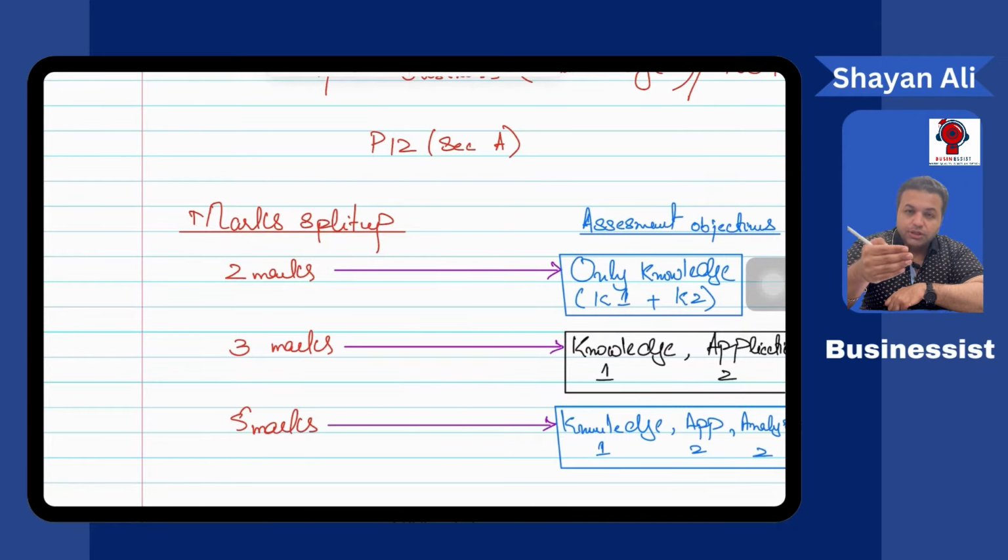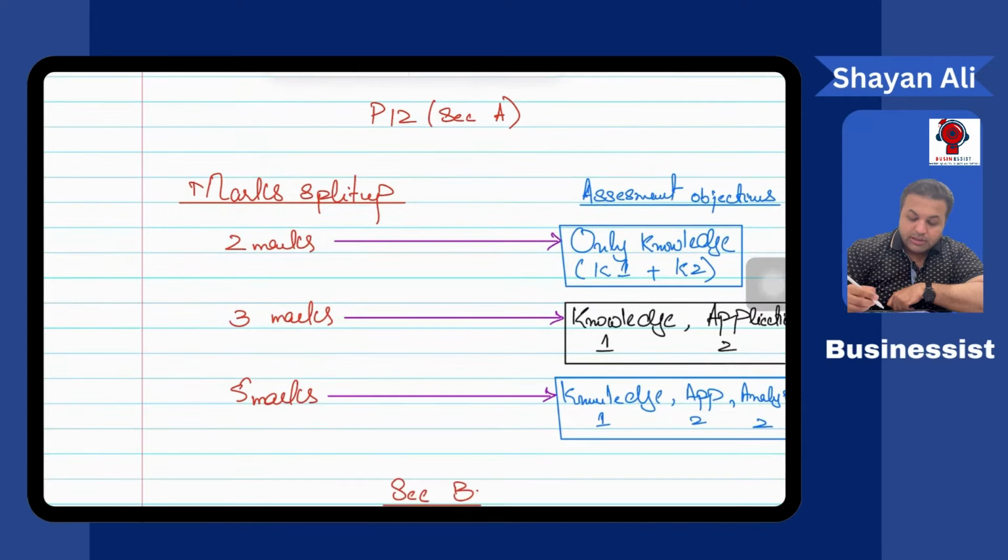That could be a definition, or understanding in terms of a definition. You're not supposed to cram the definition, right? And you have already been provided with a glossary of definitions. So if it's a 2 marker question, you just have to apply one assessment objective, and that is knowledge. If it's a 3 marker question, now you have to apply 2 assessment objectives. The first one would be knowledge and the second one would be application. So knowledge 1 mark, application 2 marks.